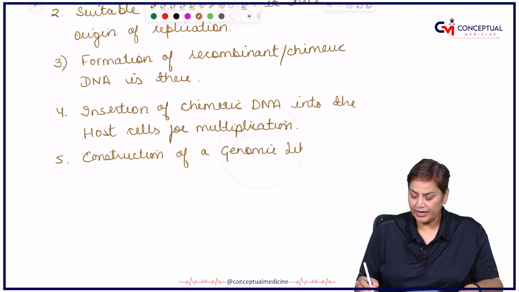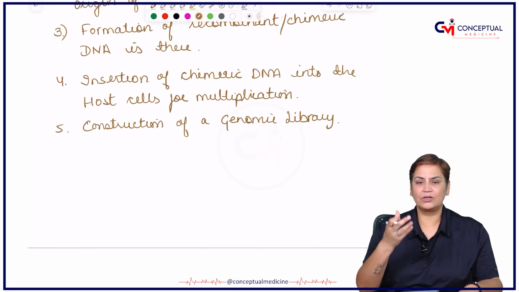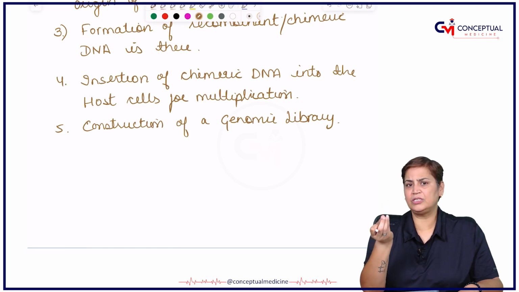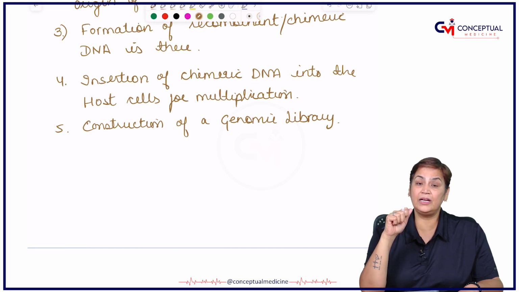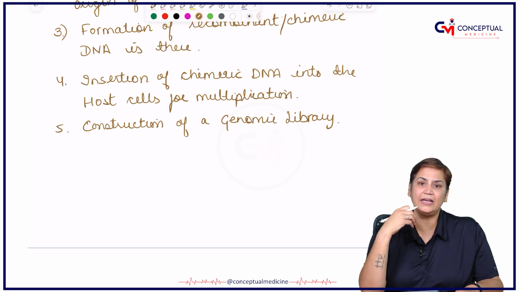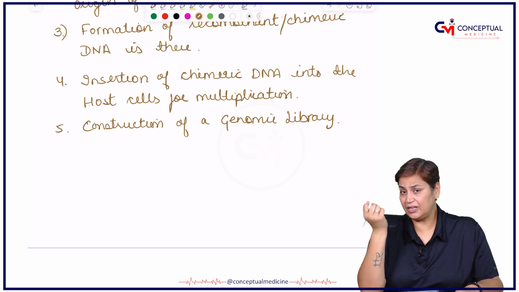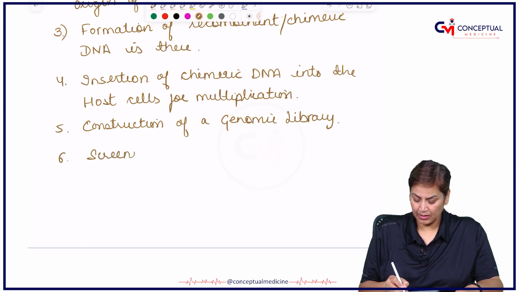Now, the question is that in this genomic library, it is possible that some recombinant clones will be there, but there is a possibility of having non-recombinant clones also. Now, if we have put in so much effort, obviously we will go for those which are recombinant clones. So, the sixth step would be screening of recombinant clones.